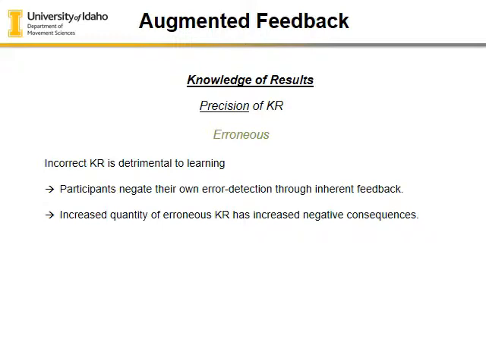Erroneous is incorrect knowledge of results. So do we say that you were right when you were wrong? Or do we say you were too far when you were actually too short? An increased quantity of erroneous knowledge of results has been shown to have a negative consequence on performance.